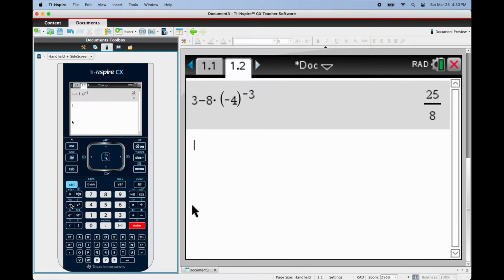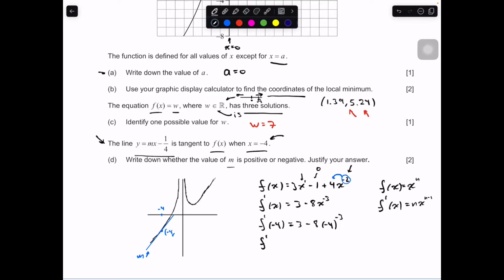So going back to the document for a sec, we know that f prime of -4 is equal to 25 over 8, and that means this is our slope. This 25 over 8 is our slope when x is equal to -4. So right here we know that m is equal to 25 over 8 at this point. And so it is positive. That's one way to work it out.